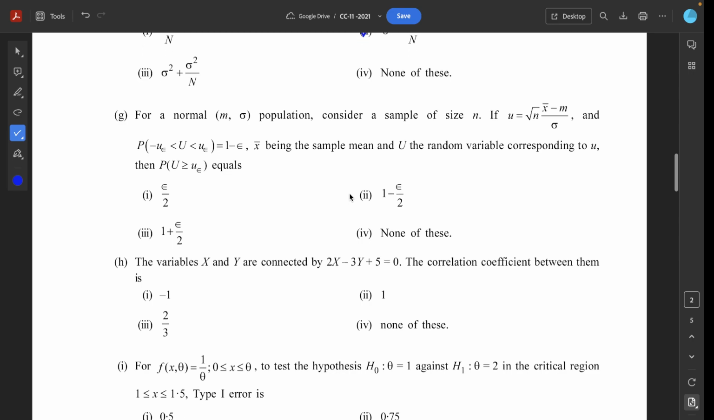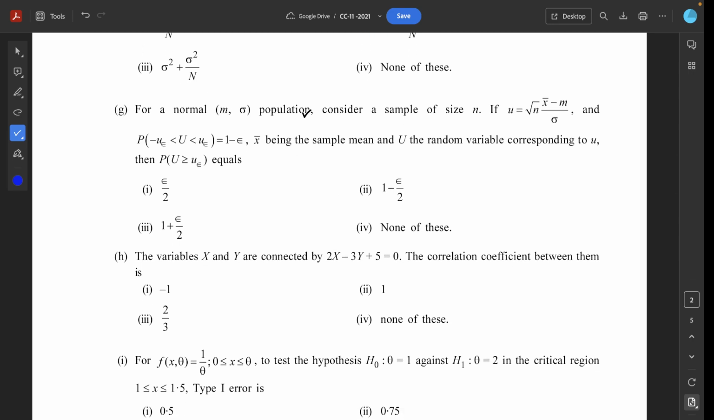For a normal population, consider a sample of size n, and let U equal √n (X̄ − μ)/σ, with the probability of −u_ε < U < u_ε equal to 1 − ε, where X̄ is the sample mean and capital U is the random variable corresponding to small u. Then the probability of U greater than u_ε is equal to what?